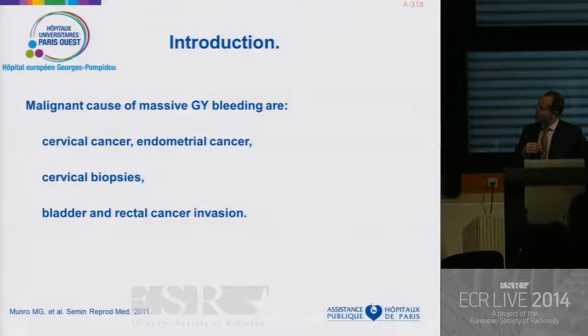For malignant causes, they are dominated by cervical cancer and endometrial cancer evolution. They invade the surrounding tissue, potentially after cervical biopsy, as well as bladder and rectal cancer invasion.